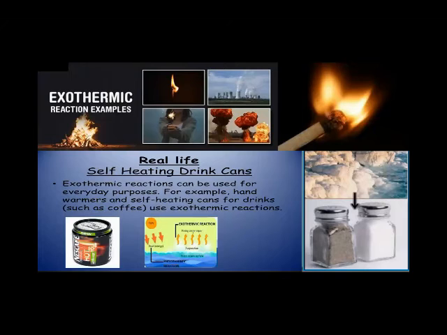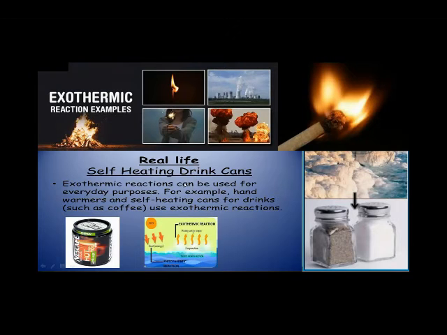Next, some examples of exothermic reactions. All types of burning are exothermic reactions. For example, a matchstick burning, and all different types of burning are exothermic reactions. Salt, either white salt or black salt, from rock salt sources or from seawater, are also examples. A real life example is self-heating drink cans, which in winter help to warm up our body.